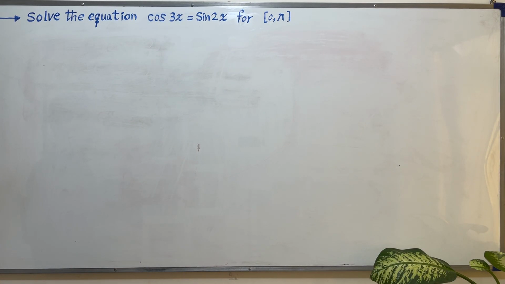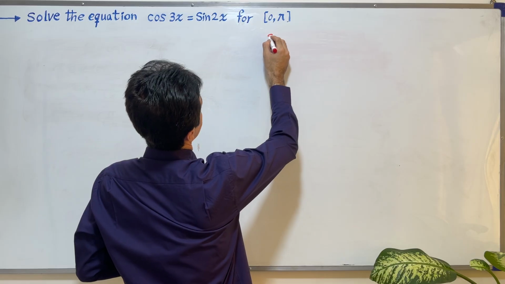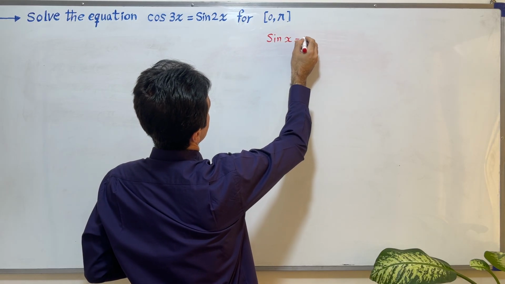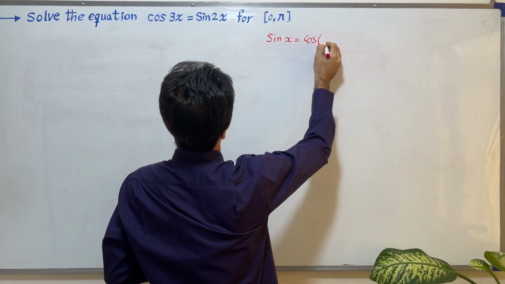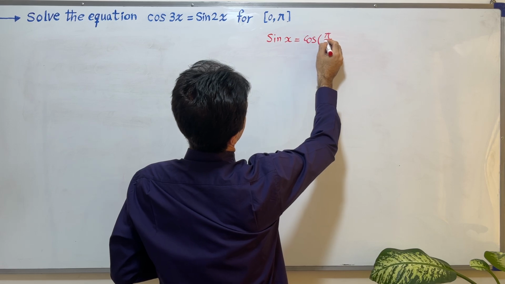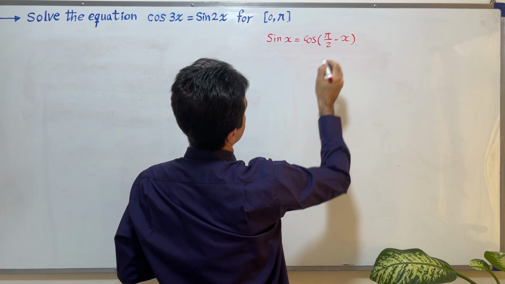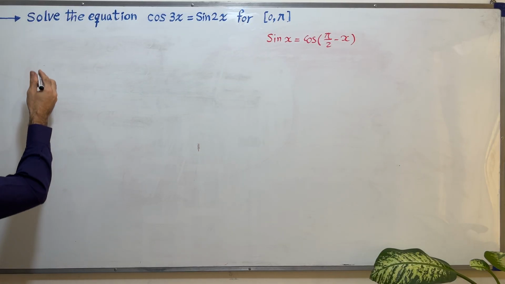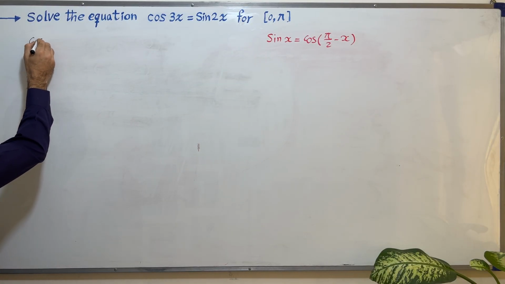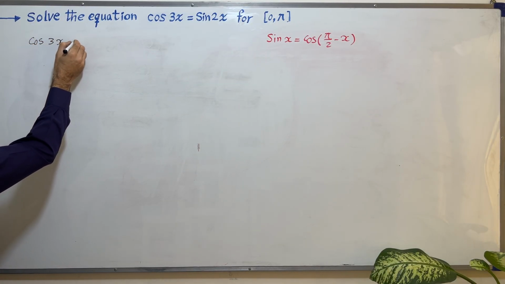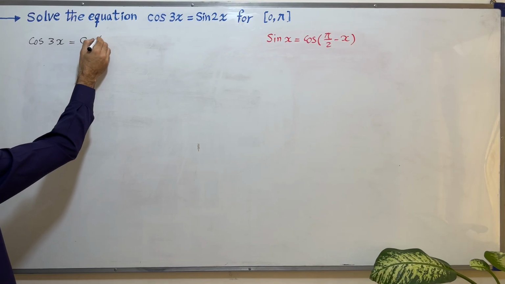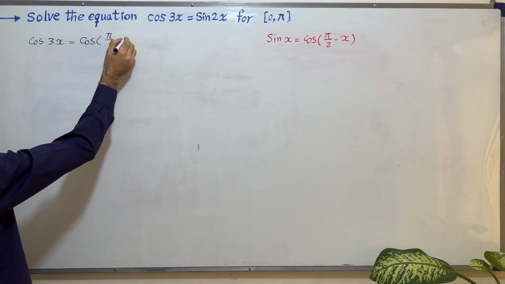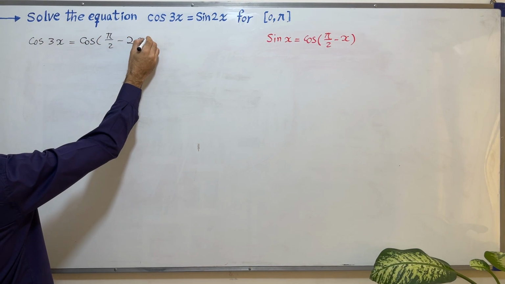Let's go. We start by using a trigonometric relation as sine x equals cosine of pi over 2 minus x. By using this relation on the equation, we can write cosine 3x equal cosine of pi over 2 minus 2x.